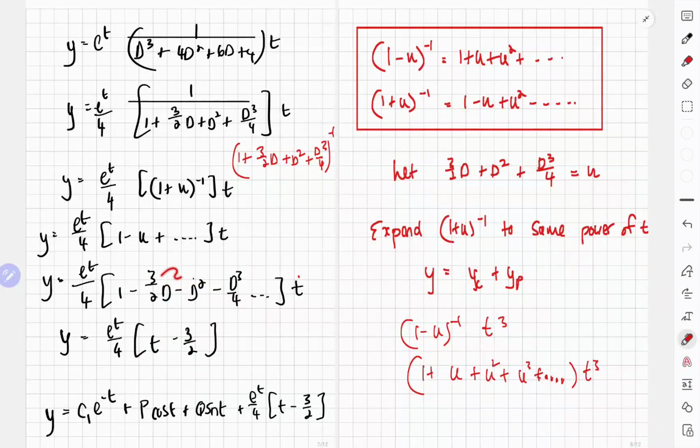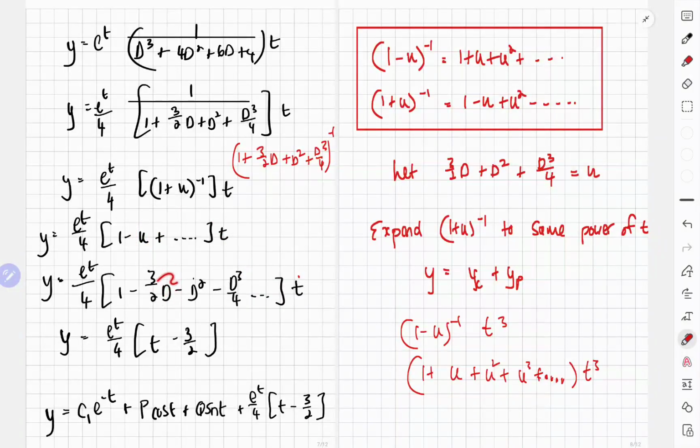If I act with this term on t, remember what we said earlier, D is the derivative of t, which is just 1 times minus 3 over 2. If I derive t twice, derive once, I get 1, derive twice, I get 0. D cubed, derive once, 1, and then all the derivatives will be 0. Hence why I could stop at u.